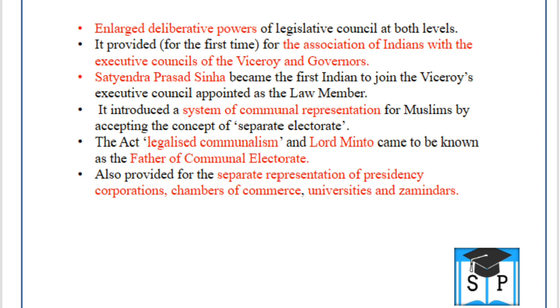This act also provided for the separate representation of presidency corporations, chambers of commerce, universities, and zamindars.